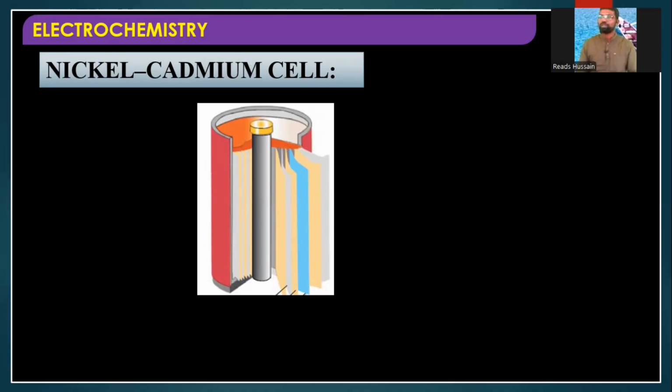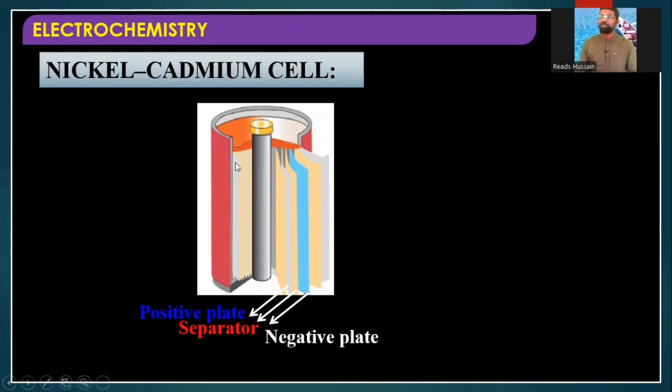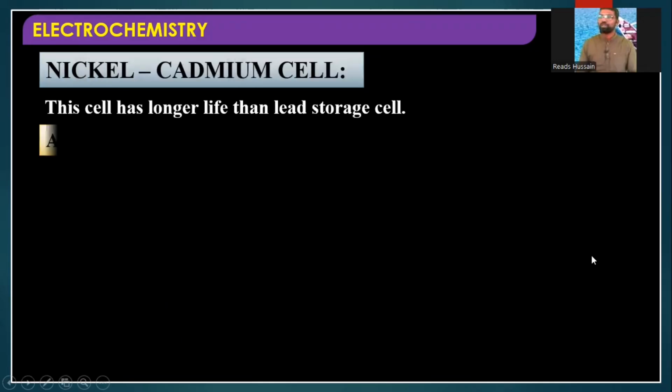Nickel cadmium battery. This battery appears to be a normal cell. Whatever cells we use in our remote controls and wall clocks and all, it looks in the same manner. But that cannot be recharged. But the nickel cadmium battery can be recharged again. It has a positive plate, a negative plate, and a separator. Between the positive plate and negative plate, there is a separator, a partition. So that is the nickel cadmium battery.